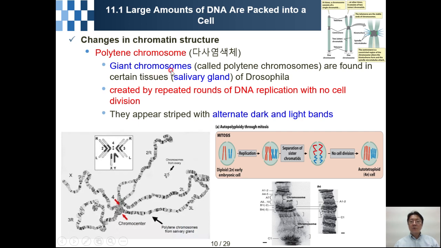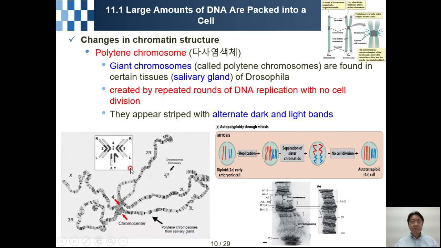Giant chromosomes are found in certain tissues of Drosophila. Usually this giant chromosome is found in the salivary gland. This is the Drosophila chromosome. They have three pairs of autosomes: chromosome 2 pairs, chromosome 4 pairs, and chromosome 3 pairs. In the case of the male, they have XY. In the case of the female, they have XX.